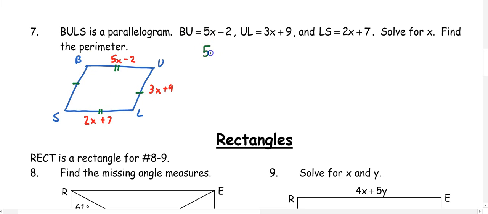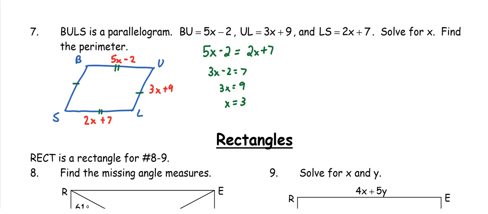So to solve for x, we would say 5x minus 2 is equal to 2x plus 7. We're going to subtract 2x from both sides and add 2 to both sides. When we divide, we get x is 3. Now that we know x is 3, we can get our side lengths. So 5 times 3 minus 2 is 13. 3 times 3 plus 9 is 18. 2 times 3 plus 7 is 13.